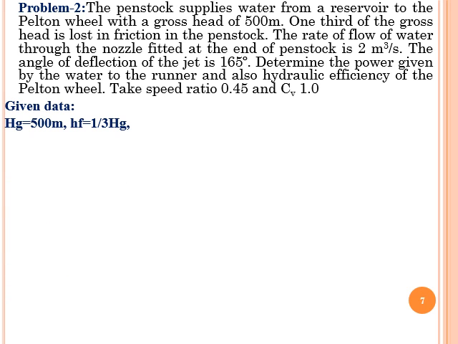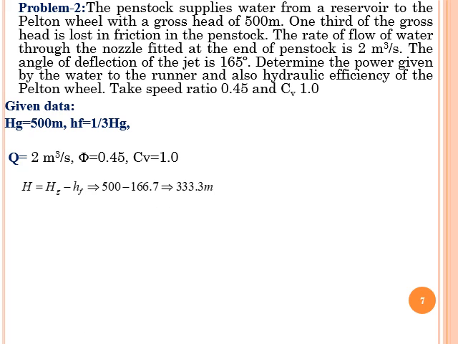The H of G, that is gross head, is 500 meter. The H of F, that is head loss due to the friction, is equal to 1/3 of the Hg. The discharge is equal to 2 meter cube per second. Speed ratio is 0.45 and C of V is equal to 1. So now net head is calculated as the gross head Hg minus head loss due to friction. So gross head is 500 meter. Here head loss due to the friction is 166.7, that means it is 1/3 of the gross head. So for that reason the net head available for the turbine is 333.3 meter.